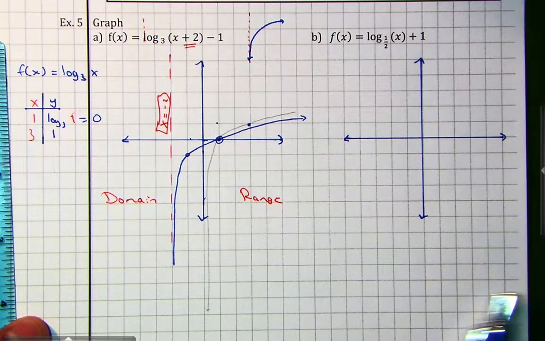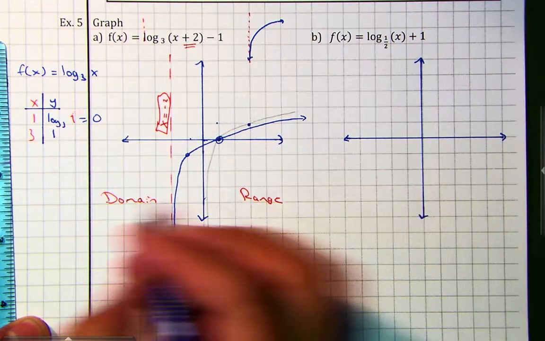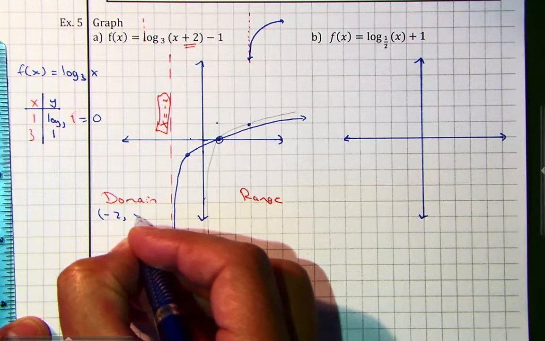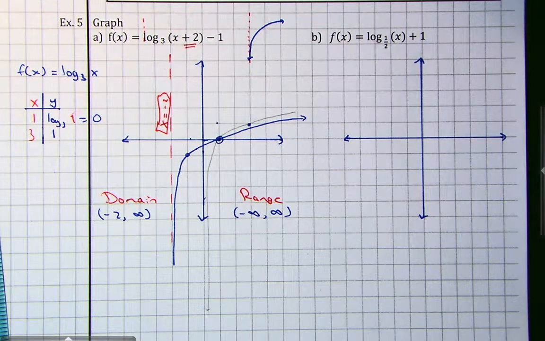Where my domain will be starting at negative 2 all the way to positive infinity. And my range are all real numbers. Correct? So let's try the next one.